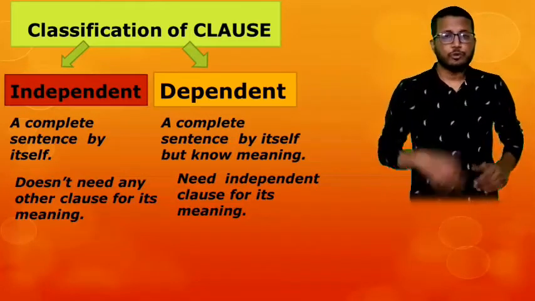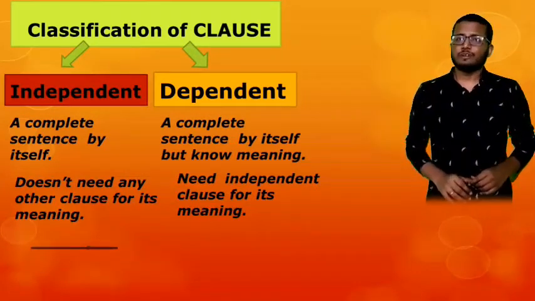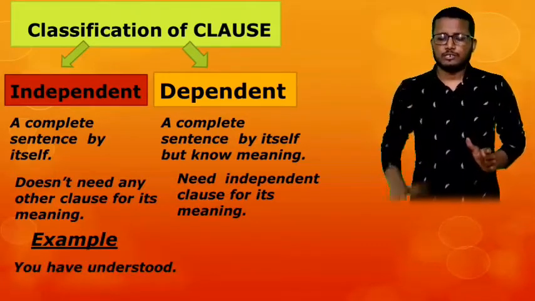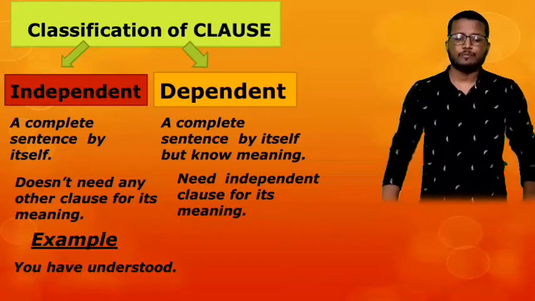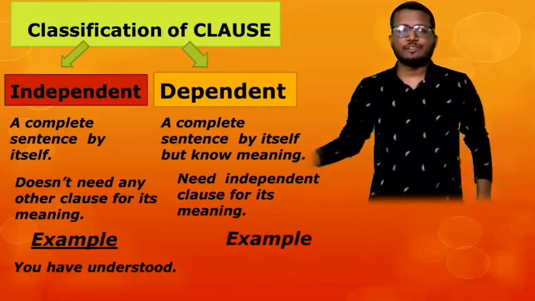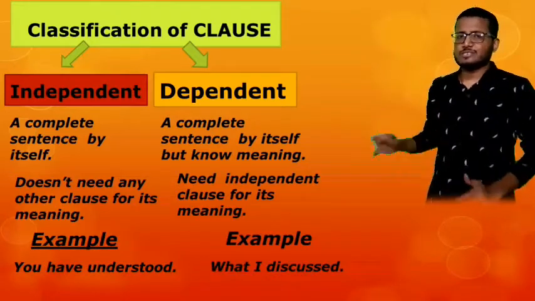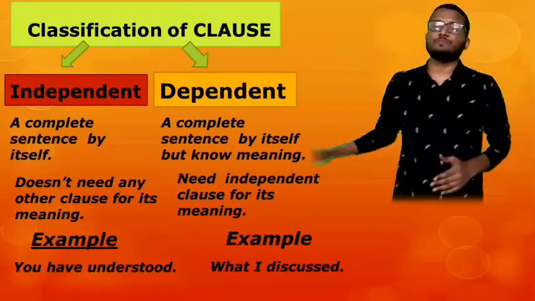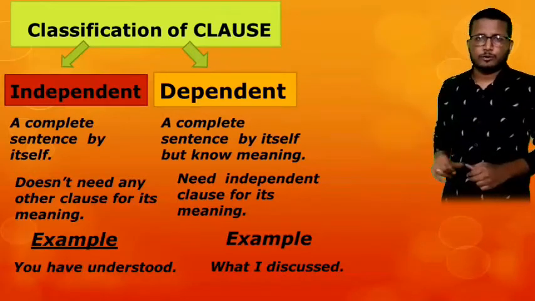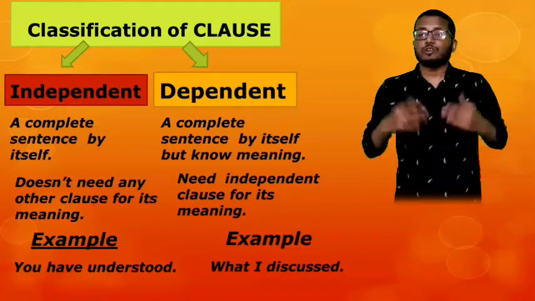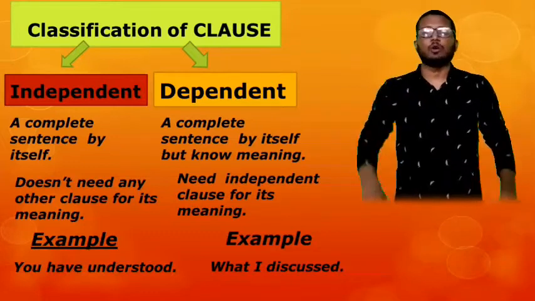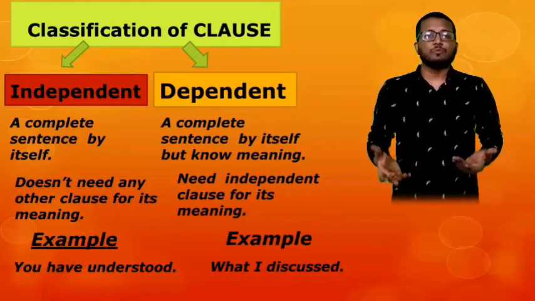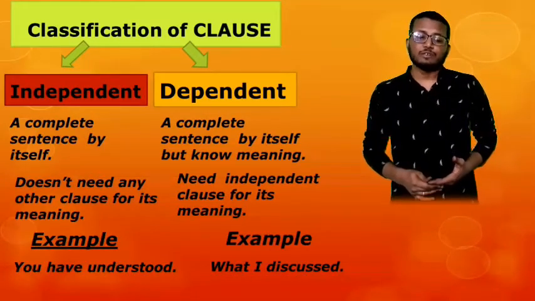Now I am going to give you two examples. Number one, you have understood. So you have understood is the independent clause, you have no query in your mind. And for the dependent clause example, what I discussed. You have understood what I discussed. If you read the two together, then you can understand. In this sentence, the first part is the independent clause and the second part is the dependent clause. Because if I say only what I discussed, this has meaning but not a complete meaning.